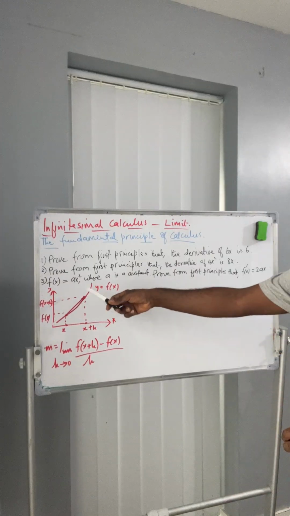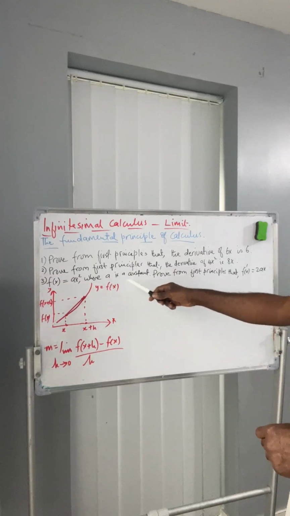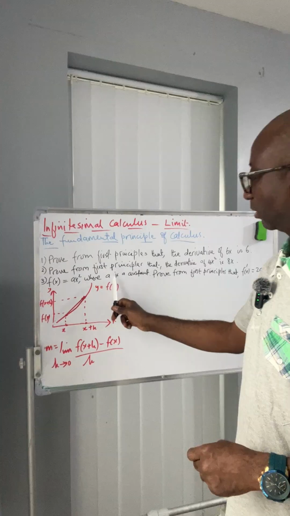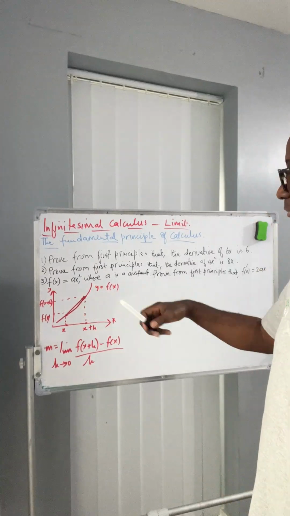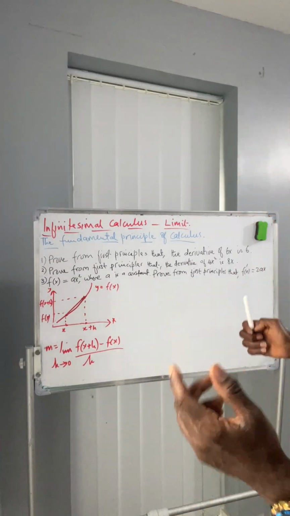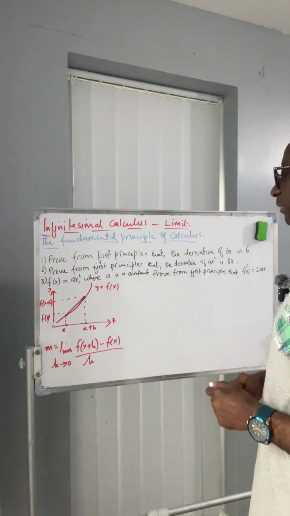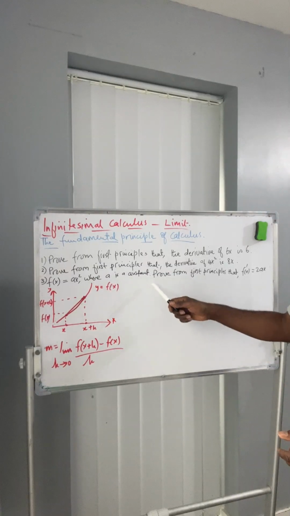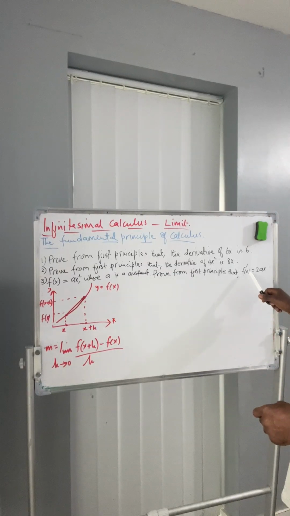So now we are to prove that for ax squared, where a is a constant, meaning this is a number. A number could be any number. It could be 1, 2, 3, 4, minus 8, 50, whatever, any number. Prove that f prime x is 2ax.